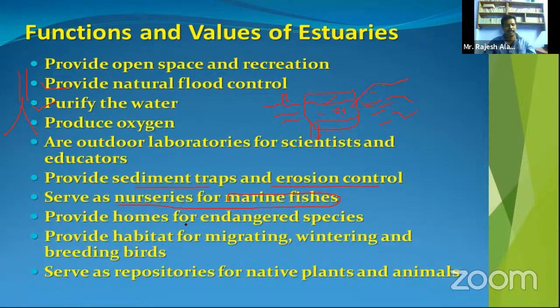It is a home for endangered species. Migrating water birds, say Siberian cranes, which migrate from Russia, prefer to come to this estuary. They build a nest in this area along the trees present here because they do not have to spend more energy in search of food for the young ones. There is always some assured food presence here. So it is a habitat for migrating winter water birds.